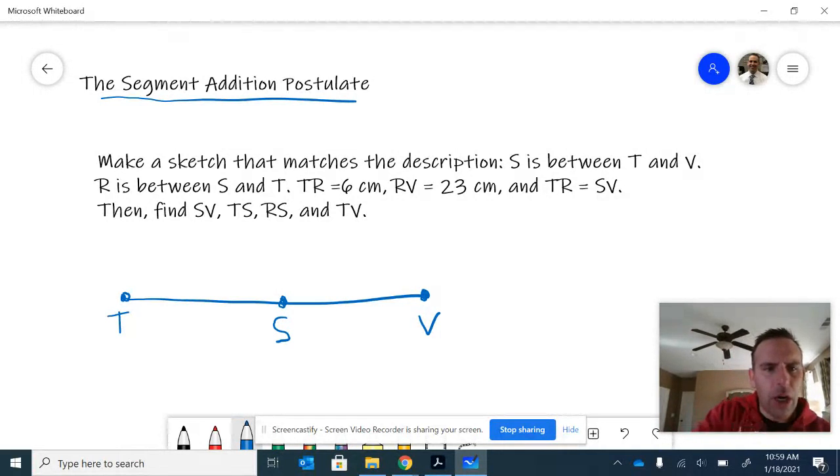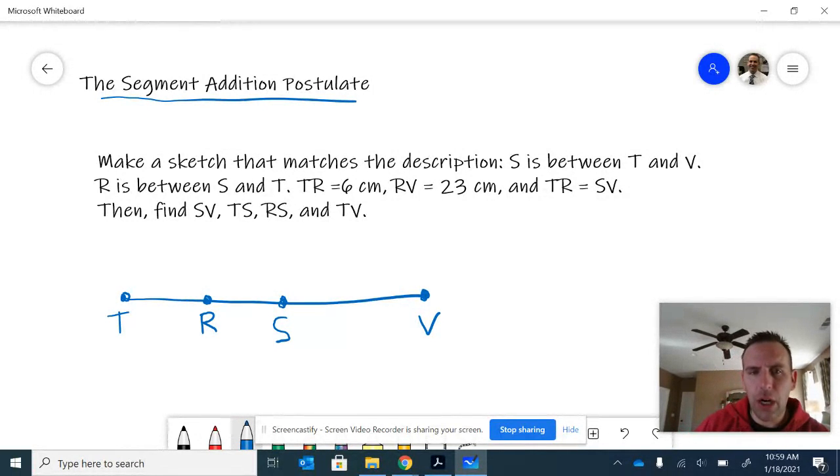Then it goes on to say R is between S and T. Okay, so I find S and T, and I put R between those. Again, I don't know if it's in the middle or not. I put R there. Now, when we go in to read more, we might find that our drawing needs updated. In this case, it does need updated.